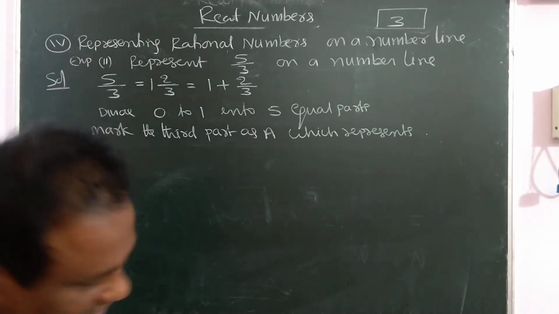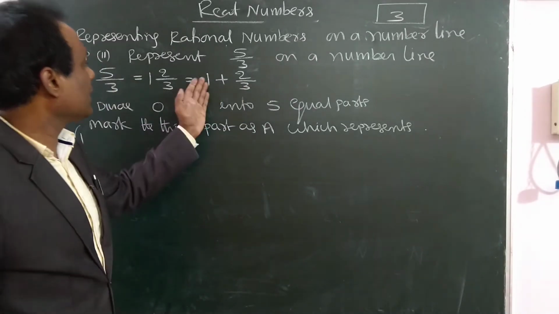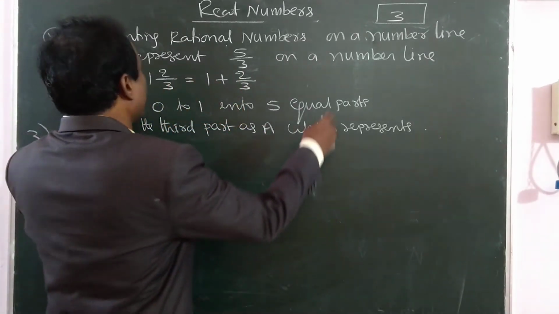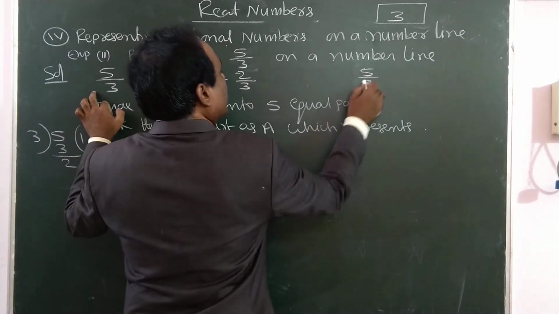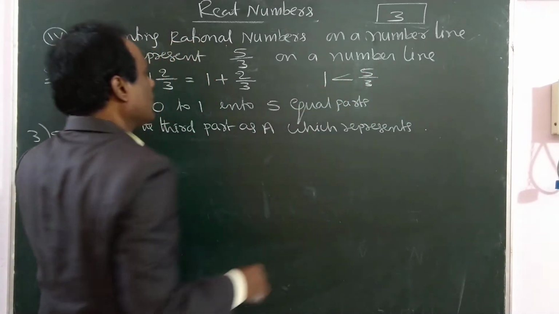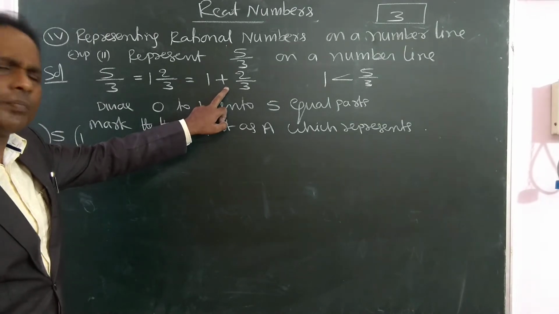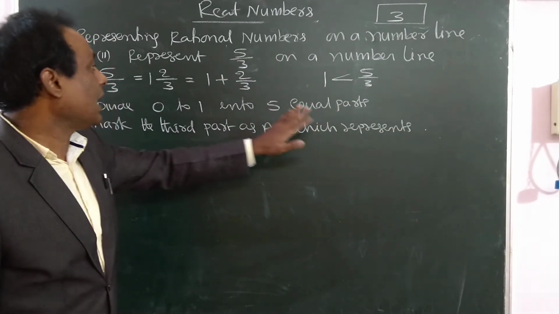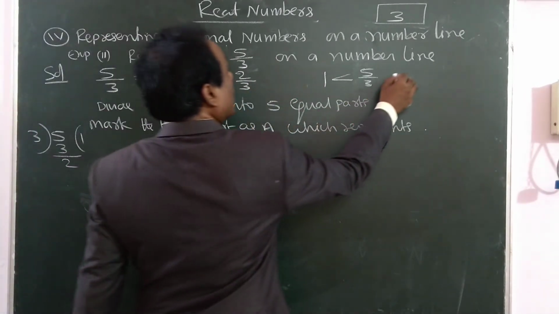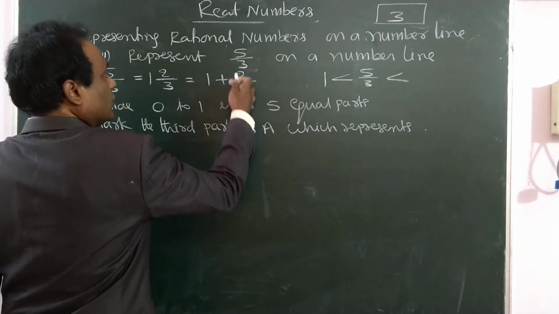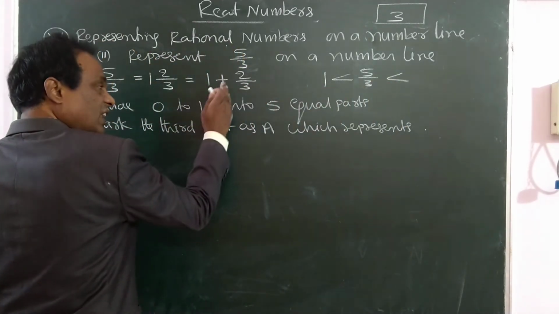See here, 1 plus something is greater than 1. So this 5 by 3 is definitely greater than 1. Why is it greater than 1? 1 plus any number is greater than 1. And it will be less than 2 only, because 1 plus a proper fraction, whose value is less than 1.